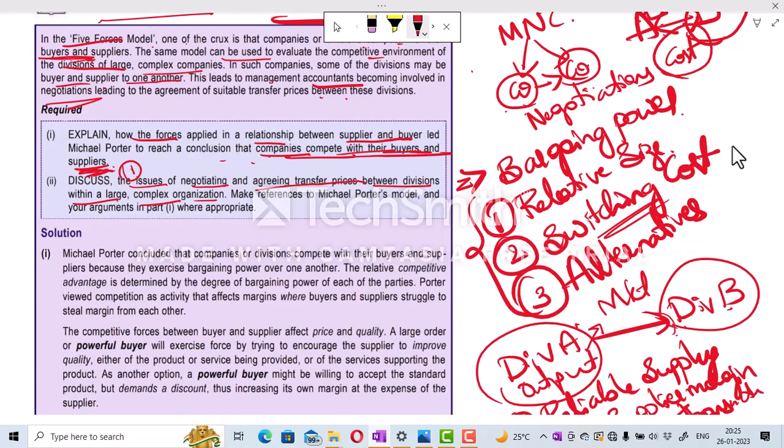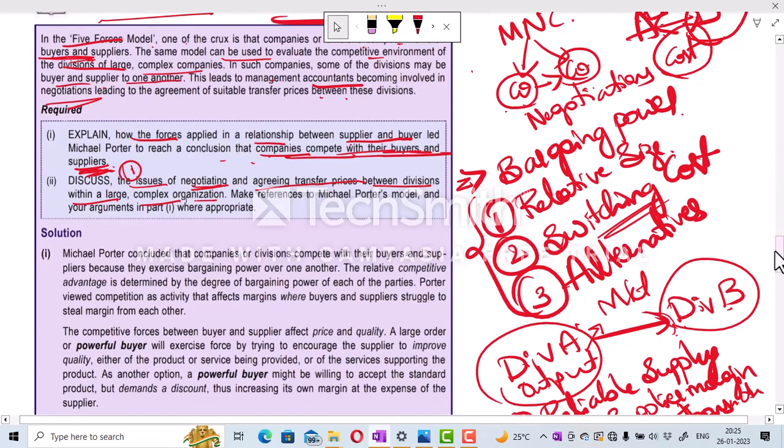And why will there be negotiation issues? Because there will be bonuses based on the performance of the company division itself. So they will try to negotiate it the best way possible, but it is not that required.